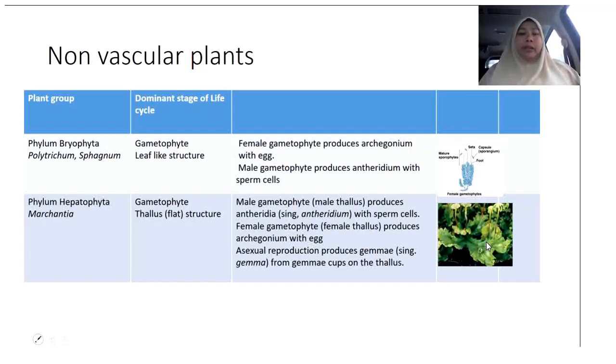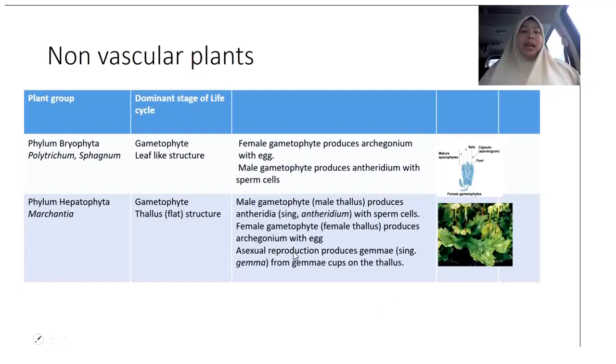For phylum Hepatophyta, the male gametophyte has its own thallus, which produces antheridia with sperm cells, while the female gametophyte, the female thallus, produces archegonium with egg. This shows you two different thalli. The coconut tree-like structure here is the female gametophyte, which has its own thallus that produces archegonium with egg cells, while this one is the male gametophyte, or male thallus, that produces antheridium with sperm cells.